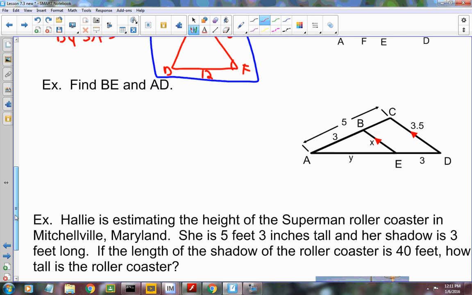All right, here's another one. In this one, we want to find BE, which is my X, and then I want to find AD, which is Y plus 3. So I've got to find Y and then add 3 to it. But before I can start setting up equations or proportions or anything like that, I need to look to see if there's a relationship going on here. What kind of relationship do these triangles have, or are there any triangles? There's one I see. There's really two, right?